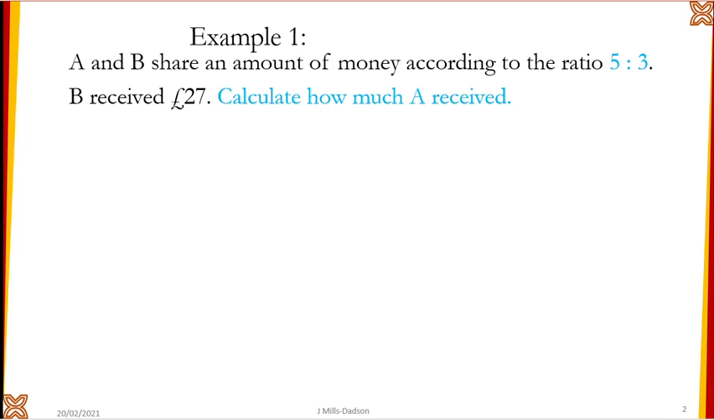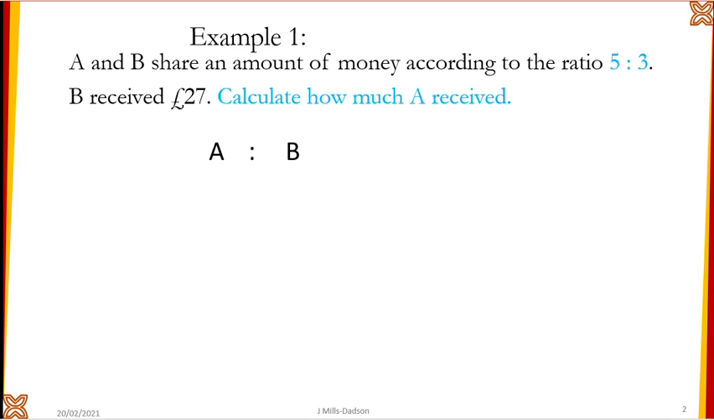So let's look at an example. A and B share an amount according to the ratio 5:3, and B received £27. How much does A receive? Now don't get confused with this question with sharing according to ratio, because you have to remember that though we have the ratio, the amount given is not for A and B. This amount is only for B. So this is where you compare parts of ratio to find out the missing bit of the other ratio.